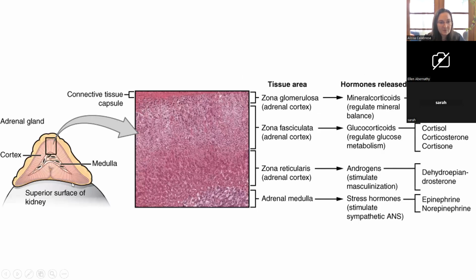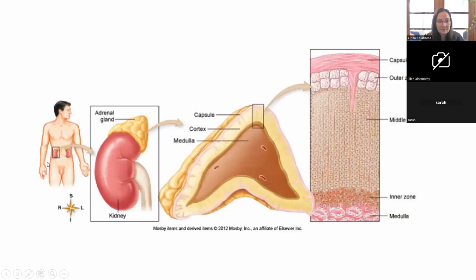So here's a picture of the adrenal gland sitting on top of your kidney. You see the cortex and then the medulla inside. And there's another view of the adrenal sitting on top of the kidney.